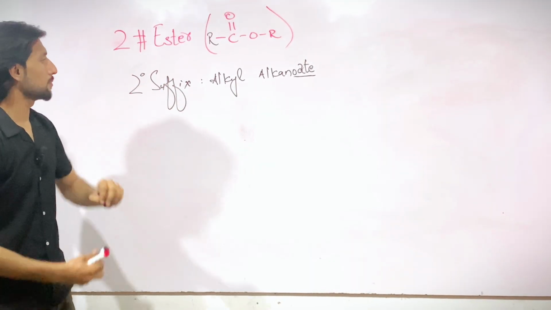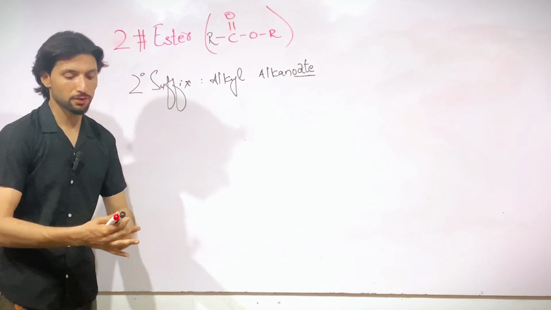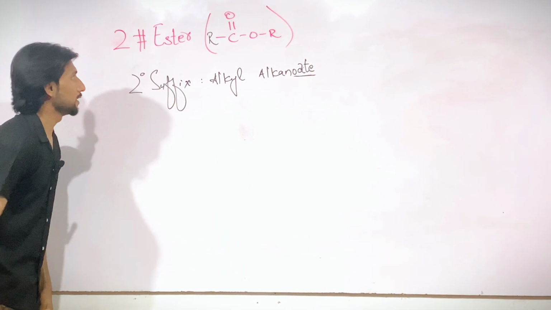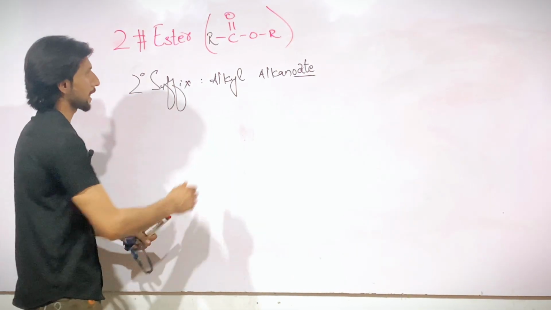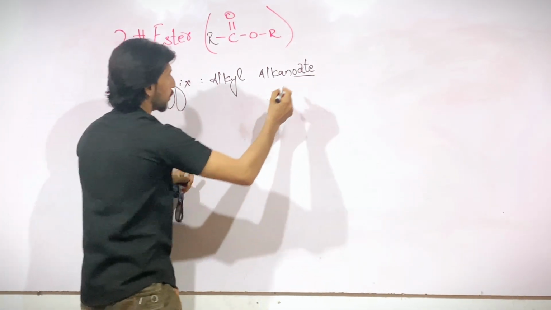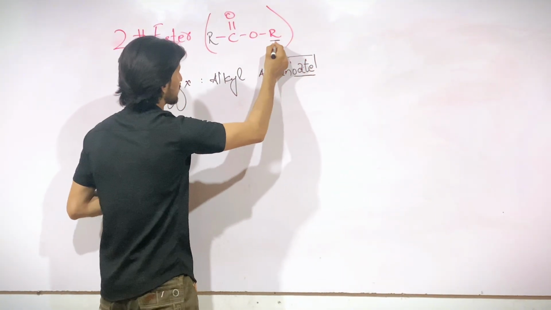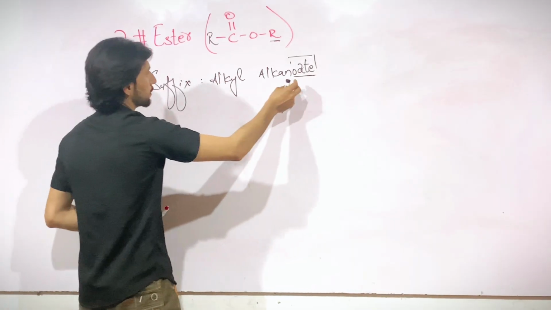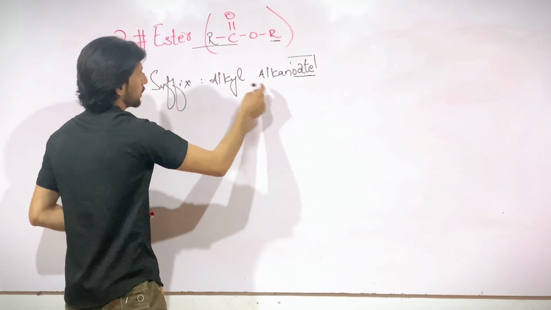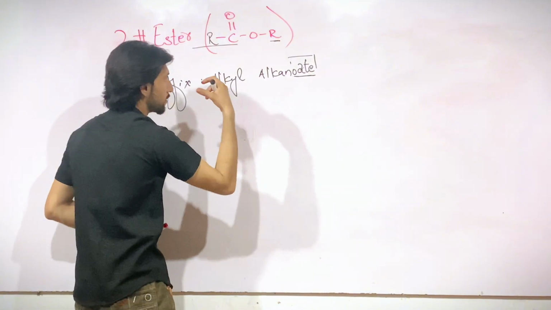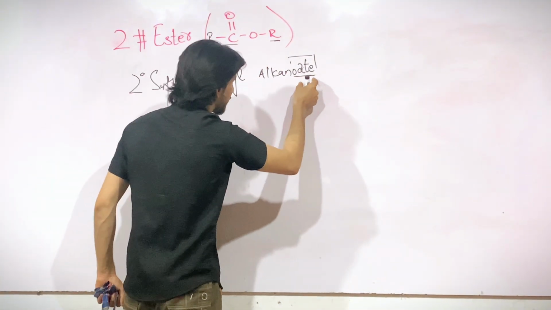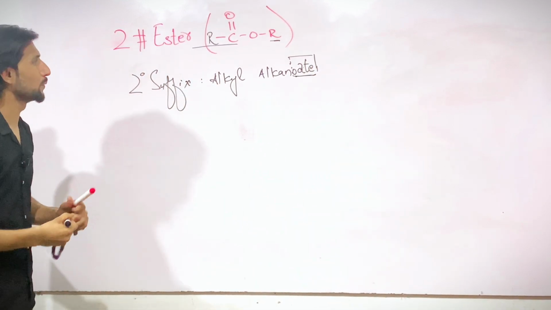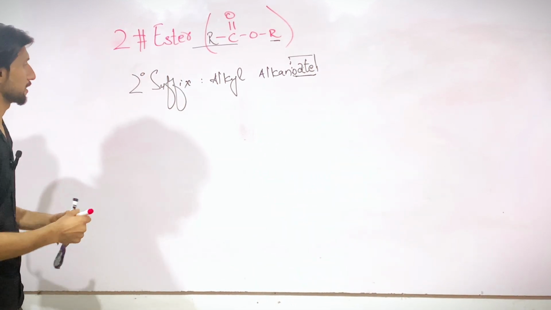Now, the ester comes second in the priority list of our functional groups. So what is the secondary suffix used for our ester? It is alkyl alkanoate, that is, oate and alkyl. The alkyl group should be named first, and then the other part is written as alkanoate, ending with the alkane part. We will clarify this with the help of an example.